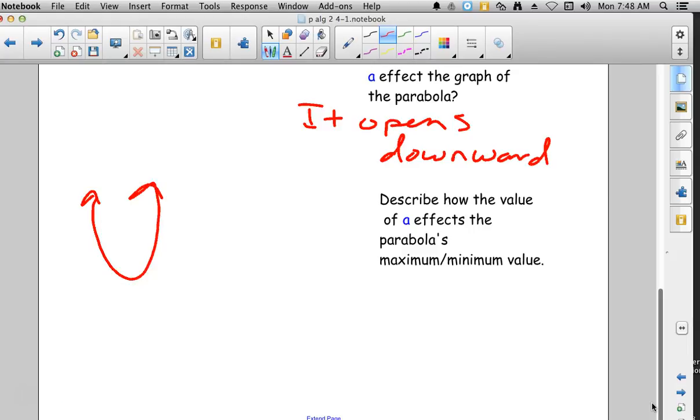If it's opening up, does it have both a maximum and a minimum? Which one does it have? It has a minimum. It has a bottom. So this would have a minimum, but no maximum. Our arrows are telling us that's going to go forever in the upward direction. But look how that changes now.